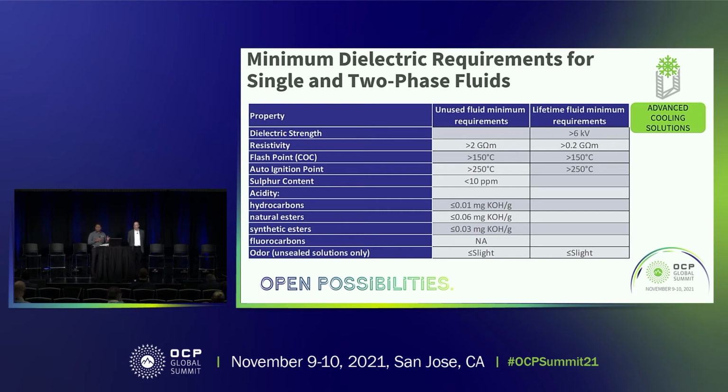Why are these important? Because this will give an indication of how the fluid is behaving when it is actually immersed. Now, this is a fresh sample. We use these tests for fresh samples. And then we also need to understand how the fluid is behaving in service as well.